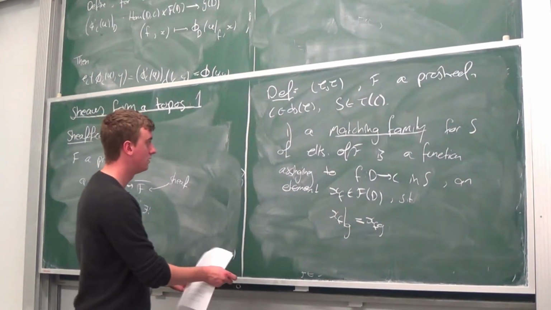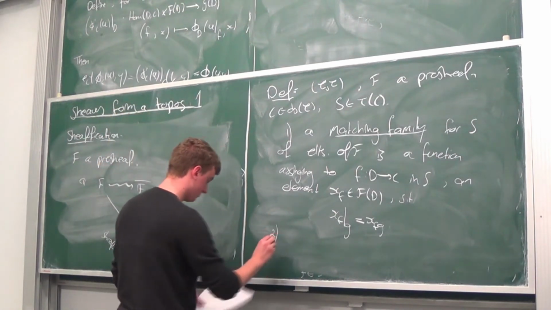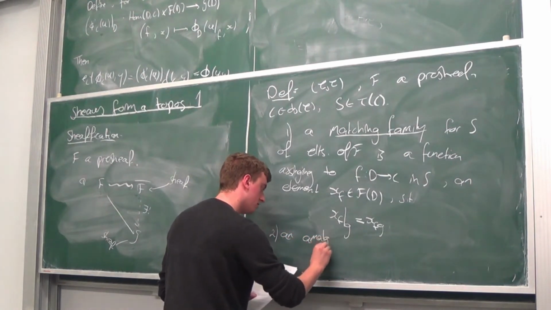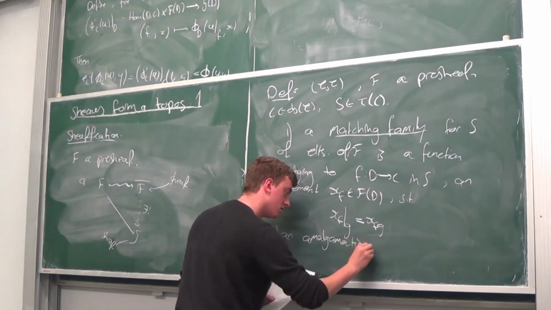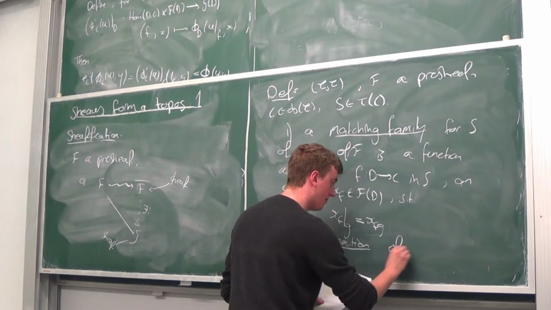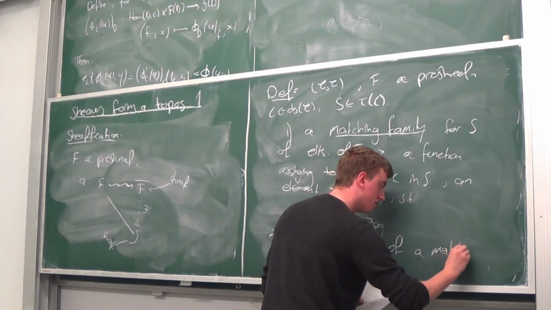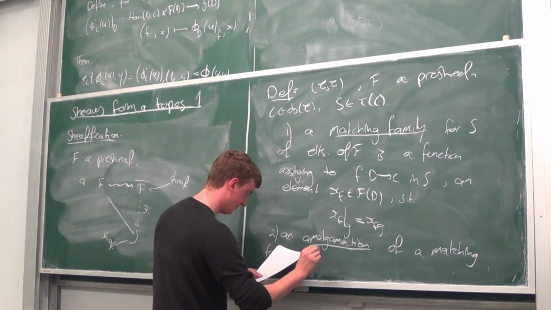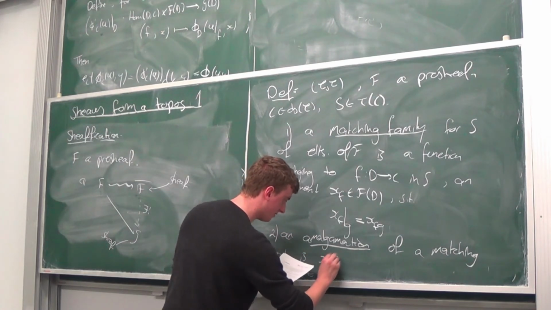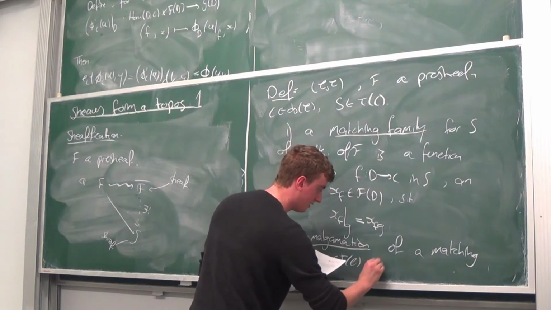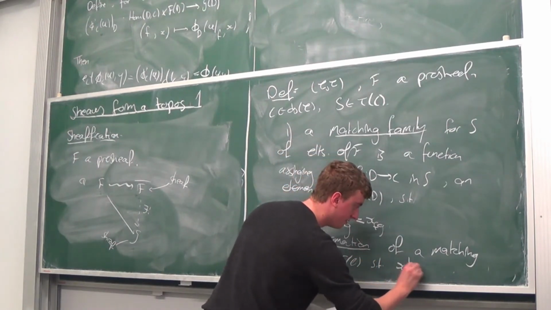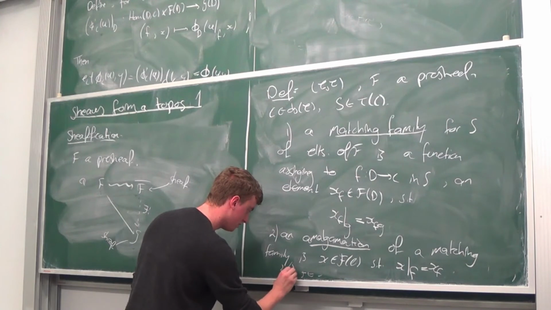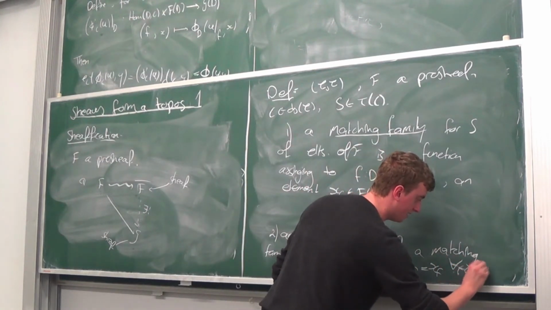And an amalgamation of a matching family is some object x in F of C such that x restricted along f is x_f, for all f in S.